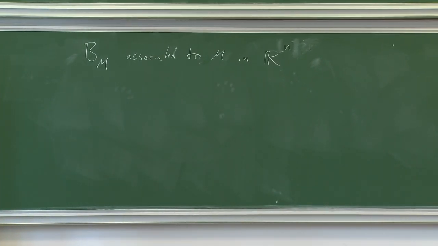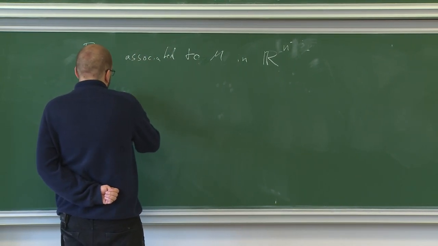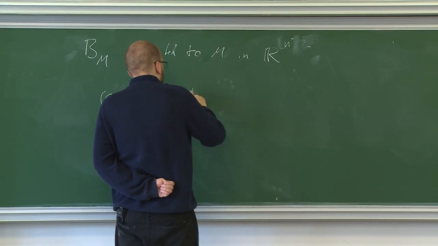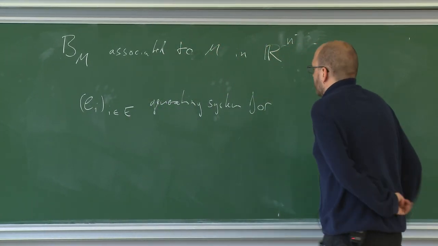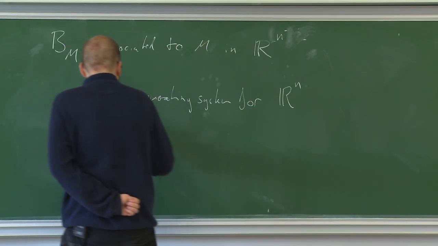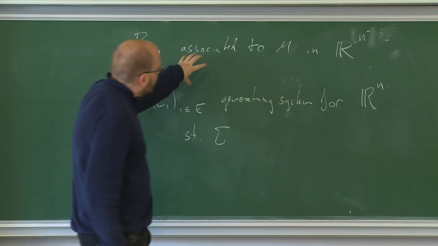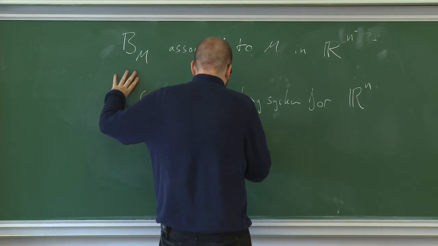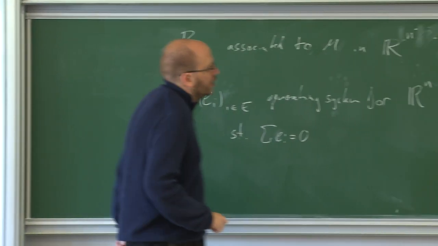Okay. So I want to define this fan. And the way that I do it is I take e_i, i in the ground set, a generating system for my matroid, for R^n, such that the sum, right? So these are n plus 1 vectors, because I started with a zero vector, and I'm generating, so there's one linear relation, and I'm just demanding that this linear relation is that the sum is equal to zero. Okay. All right.